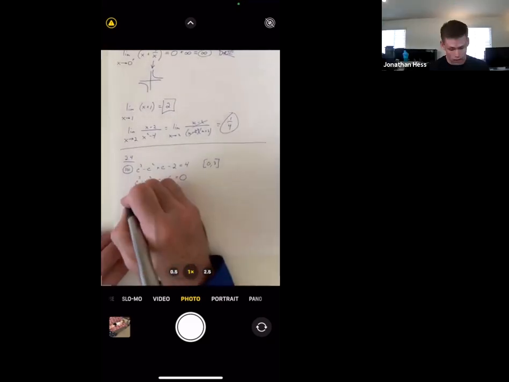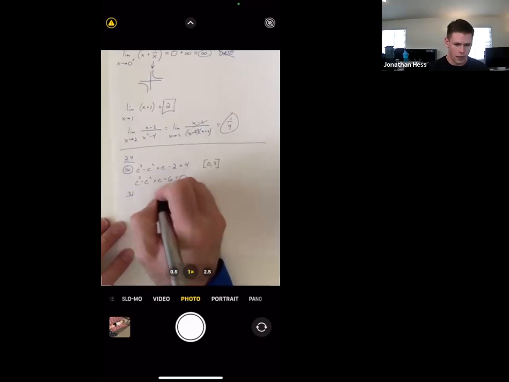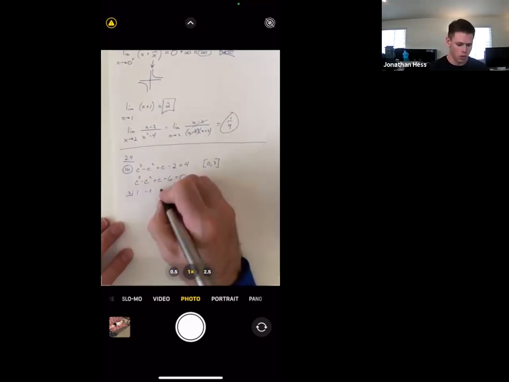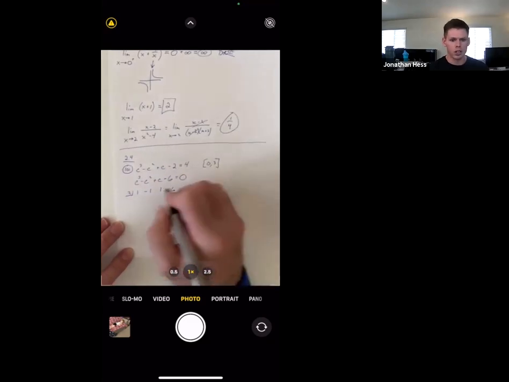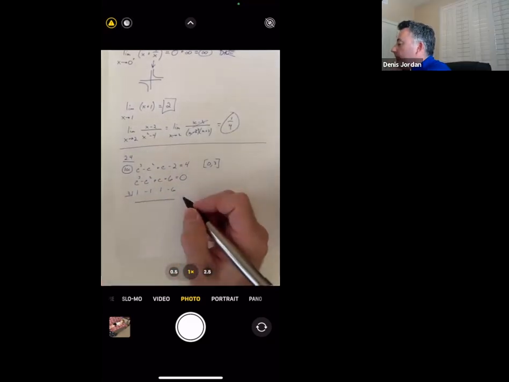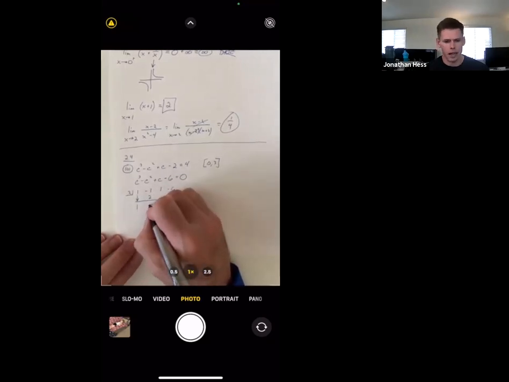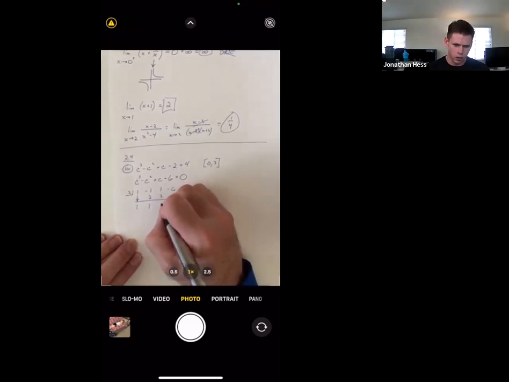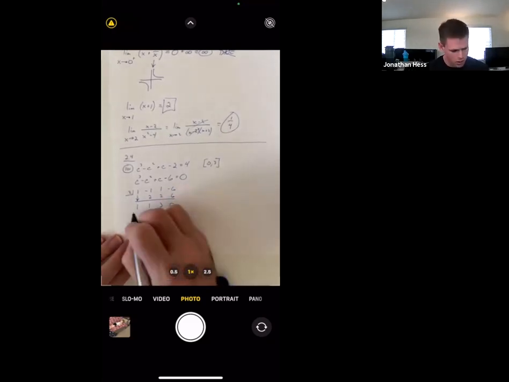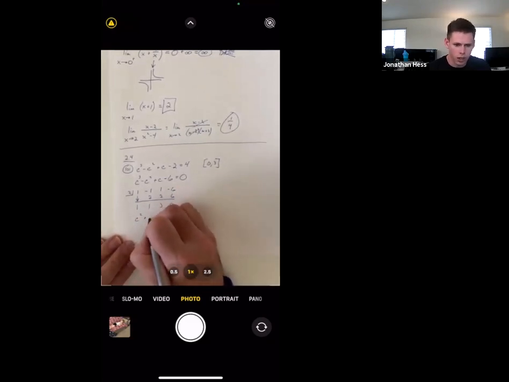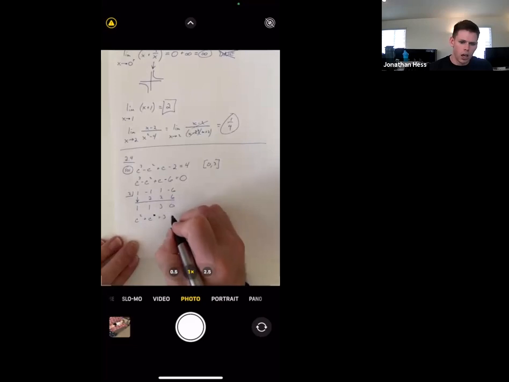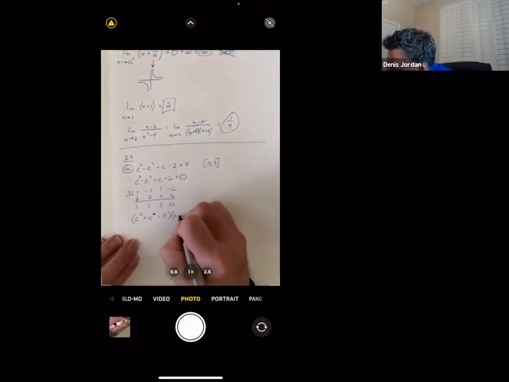I can save you time. Don't do 20 of them. It's just 2, and there's no multiplicity. So then you're left with a quadratic. Basically I got a zero and a factor, which would be x minus 2, and then you're left with c squared plus c plus 3, right?